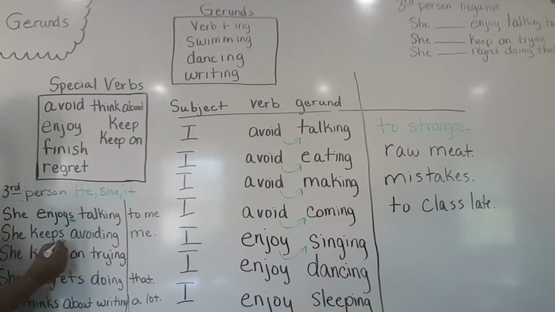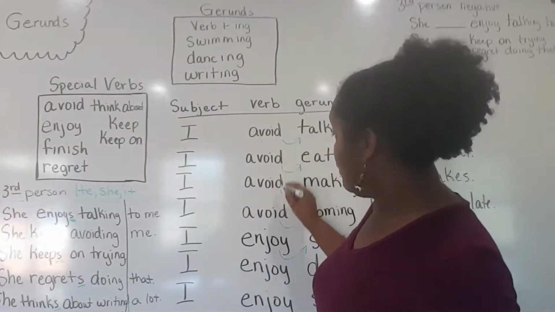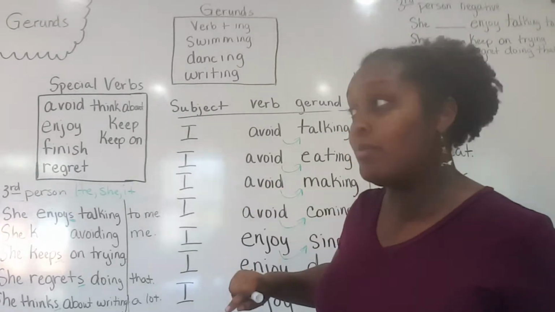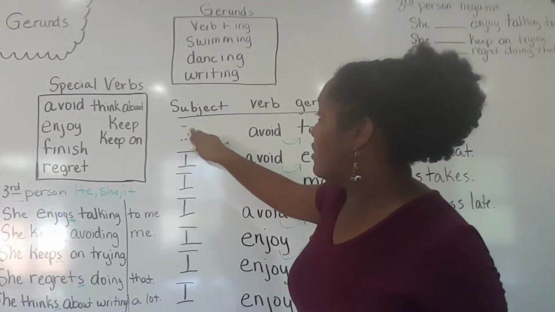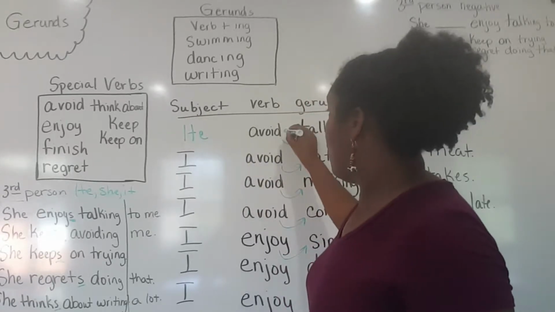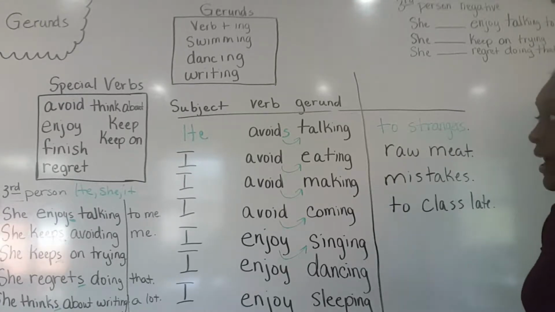She keeps avoiding me. She keeps on trying. She regrets doing that. And she thinks about writing a lot. So in third person, you add an S to the special verb. When he, she, or it is your subject, you add an S. So if you say he avoids talking to strangers.